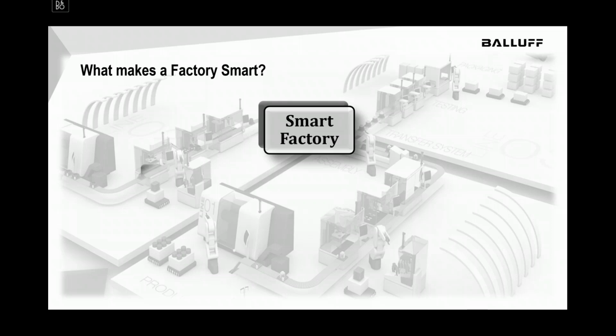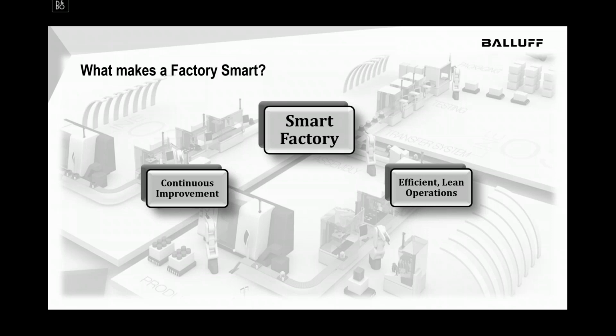The smart factory relies on two basic things. One is continuous improvement, and the other is efficient lean operations. Those are the two foundational things that are needed for a smart factory.